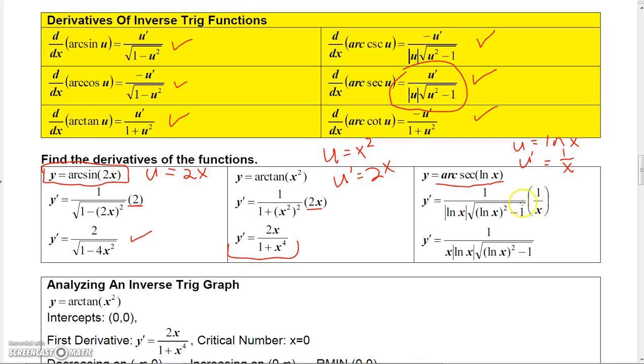Once you put all that together, if you multiply that 1 over x by this fraction, you get 1 over x times the absolute value of natural log of x times the square root of natural log of x squared minus 1. And that's how you can apply those formulas to find derivatives involving inverse trig functions.